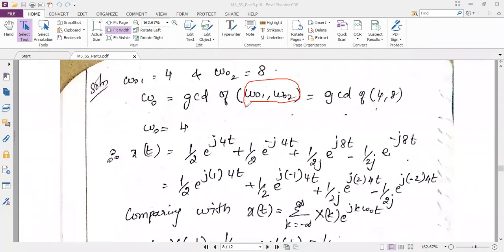Suppose you have omega naught 3 also in the equation, then comma omega naught 3. So for all three numbers, you have to take the GCD. GCD you know very well. 4 into 1 is equal to 4, and 4 into 2 is equal to 8. So here the common multiple is 4. So I will take GCD as 4. That means GCD of 4, 8 is equal to 4. That is nothing but my omega naught. So omega naught is equal to 4.